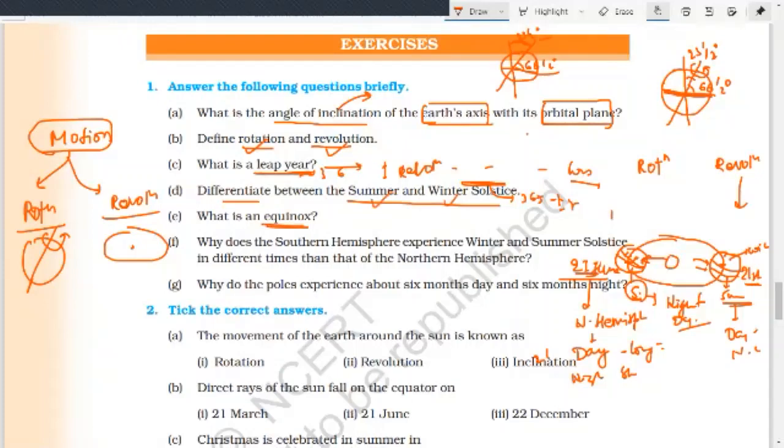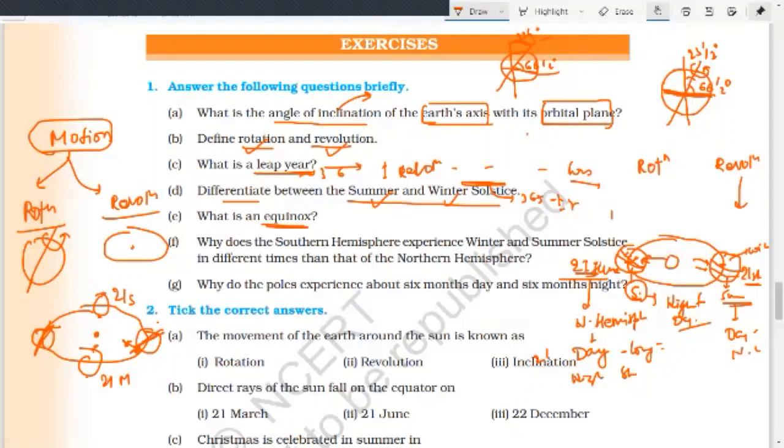What is an equinox? Equinox is again a position of the Earth, here and here. This is 21st September and this is 21st March. At this position none of the poles is inclined towards the Sun, unlike this position where one pole, as you can see, the southern pole, is inclined towards the Sun, and in this position the north pole is inclined towards the Sun.